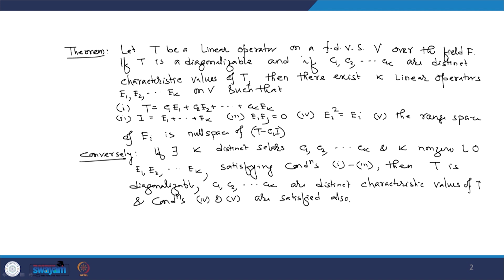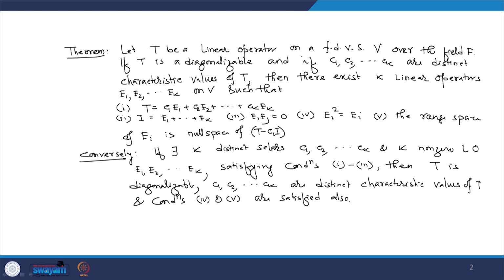then there exist k linear operators E1, E2, Ek on V satisfying: first, T equals C1 E1 plus C2 E2 plus Ck Ek; second, the identity operator is the sum of E1, E2, Ek; third, Ei Ej equals 0 for i not equal to j; and fourth, Ei is a projection operator for each i. And the last one, the range of Ei is Wi.